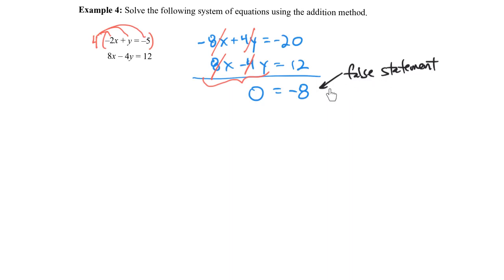If it's false, think of it like this. When is 0 ever going to equal negative 8? Never. And you're never going to have a solution. There's no solution. If you were to graph these lines, they're parallel lines. So the answer to this question is this. The answer is no solution.